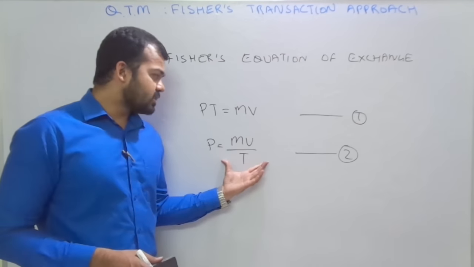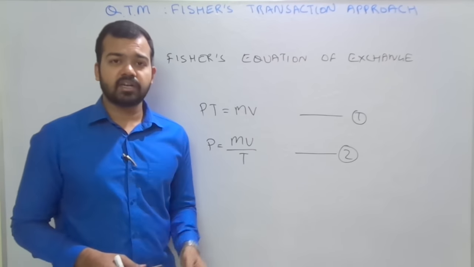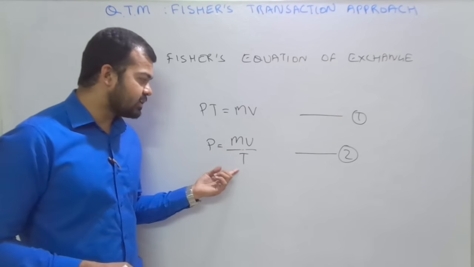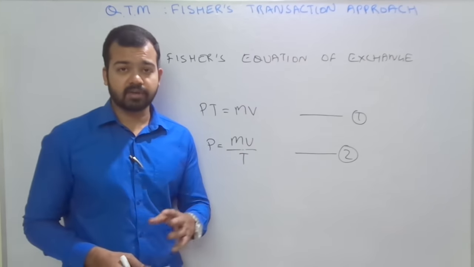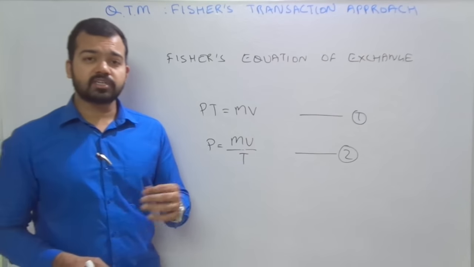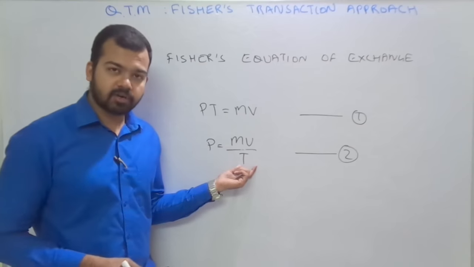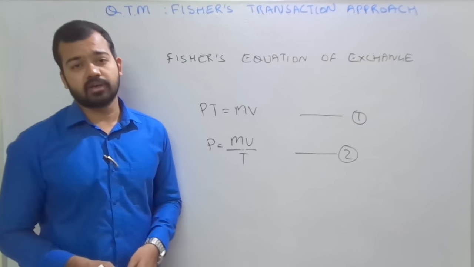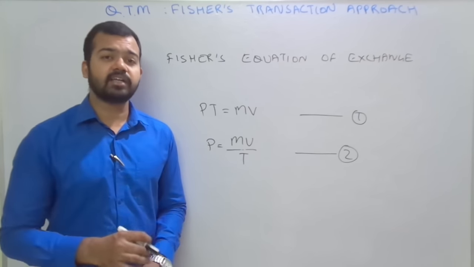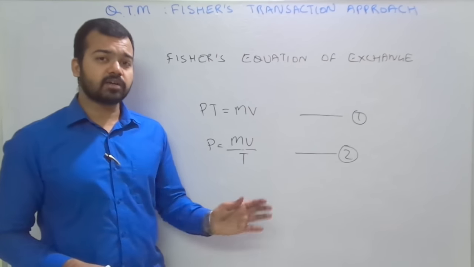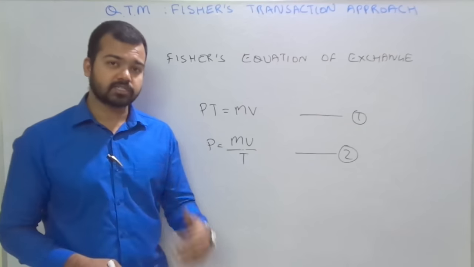There is one transformation later on in the modern era, because the number of transactions is very difficult to calculate. So that is why the modern economists reframed this equation and used it extensively by replacing the number of transactions with the level of income, because GDP data is readily available in the modern era. That is why we'll discuss the income method of the transaction approach of Fisher in the next video.